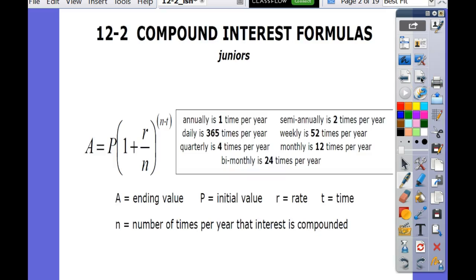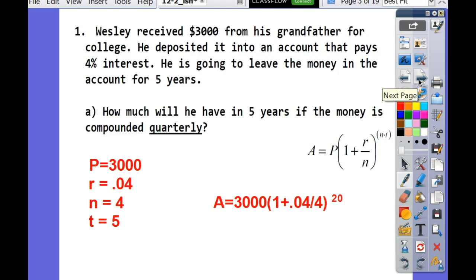Come back to that other stuff that we skipped. But in example number 1, this is the same kind of problem we were doing yesterday, where we have a certain amount of money put into an account and it's compounded quarterly. They did not put a little chart on your note paper, so I made a little chart for you.